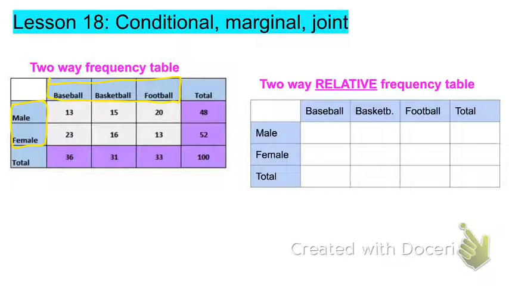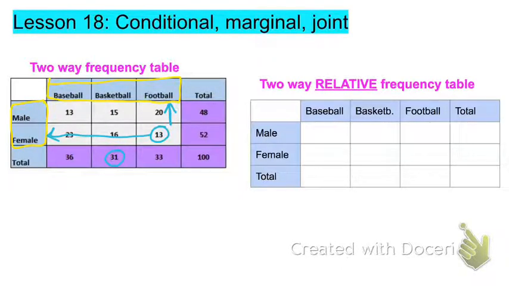So if you look at a couple pieces of information in the table, like this number right here is saying 13 people play football and are female. Or this number right here says the total number of people that play basketball is 31.